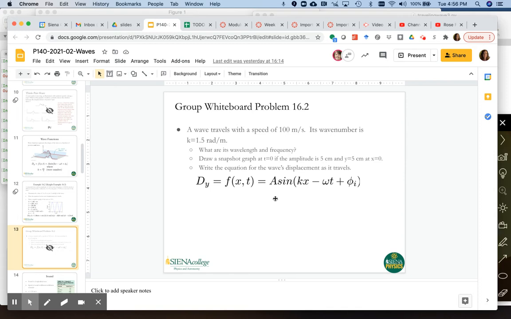And then in the second part, we want to draw a snapshot graph. So that's a snapshot for t equals 0. We know that the amplitude is 5 centimeters and y equals 5 centimeters at x equals 0. Okay, and then finally, part 3 is write the full equation.